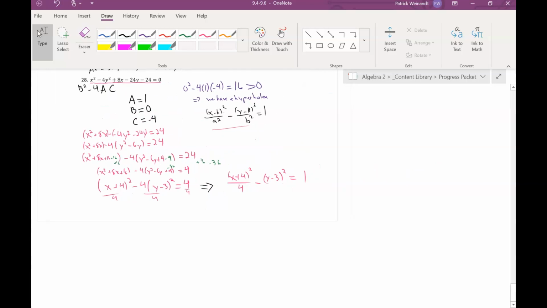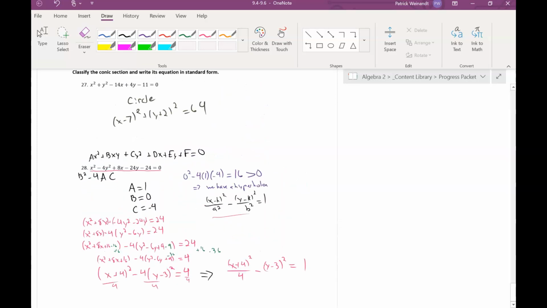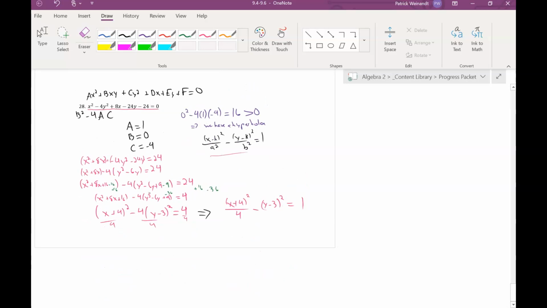So basically, this one's pretty involved. You have to use the discriminant to classify what it is. Make sure you get that right, because you're going to use that to determine what equation you want this to look like, and you're going to have to complete the square in these problems. If you're unfamiliar with completing the square, make sure you brush up on that. Maybe watch a video online.